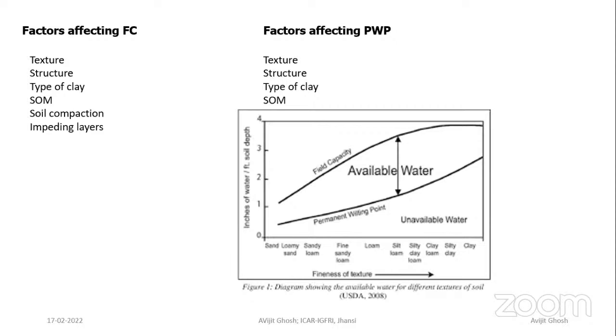So it is to be noted that soil organic matter content increases the field water content and field capacity in very high amounts, whereas soil organic matter content cannot improve the water content at the permanent wilting point by much.